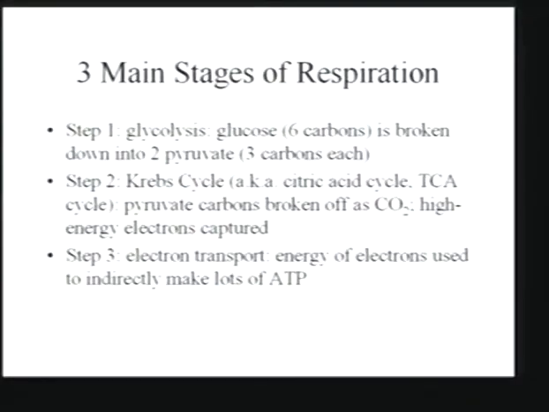The third step is electron transport, which I've spent quite a bit of time talking about already. The energy of the electrons is used to make lots of ATP. Okay, so you take glucose, you bust it into 2 3-carbon molecules. You take those 3-carbon molecules, you pop off all the carbons as CO2s, capture the electrons, send them through electron transport, generate ATP. And that's basically what's going on.